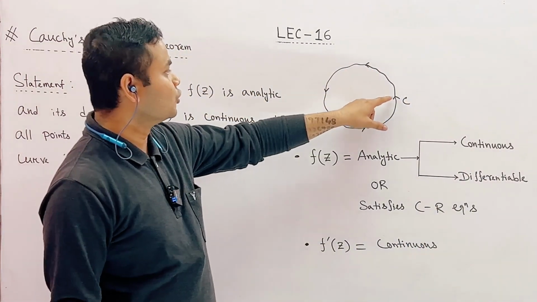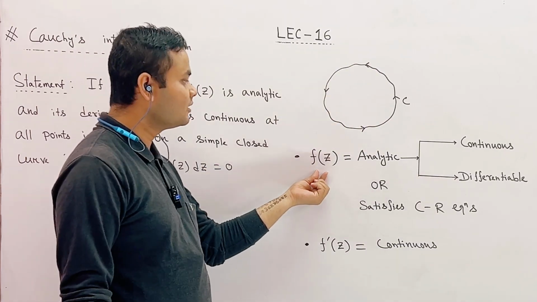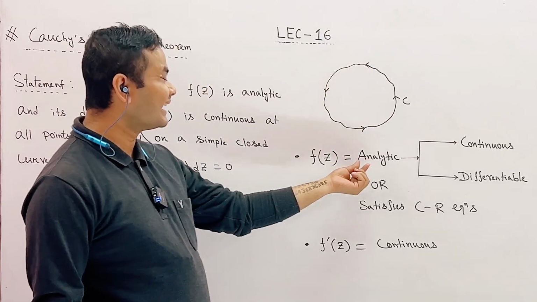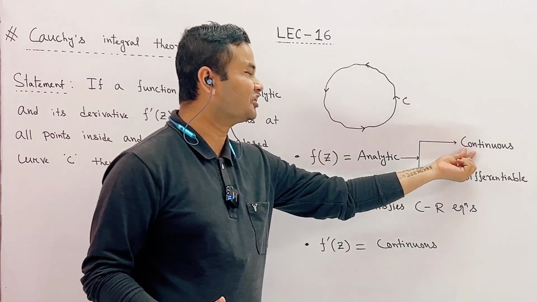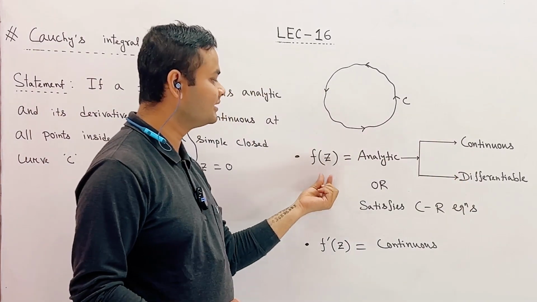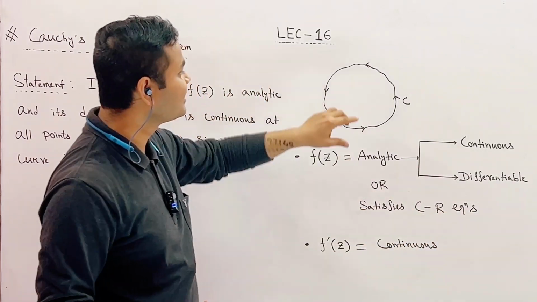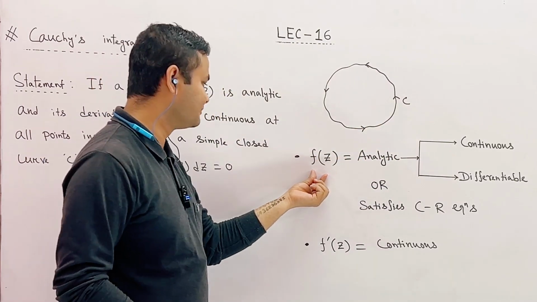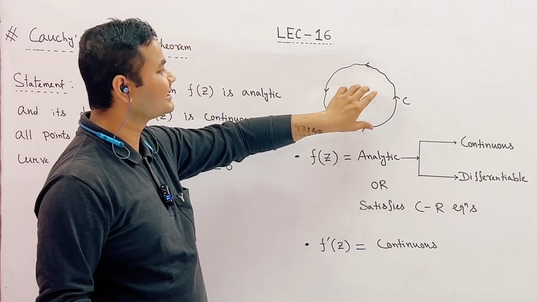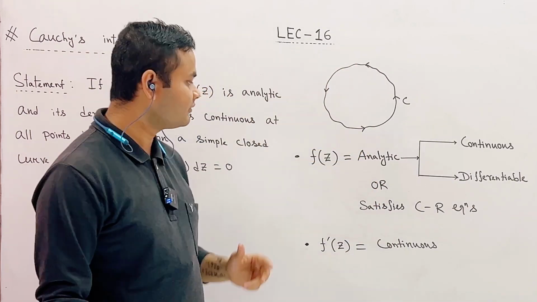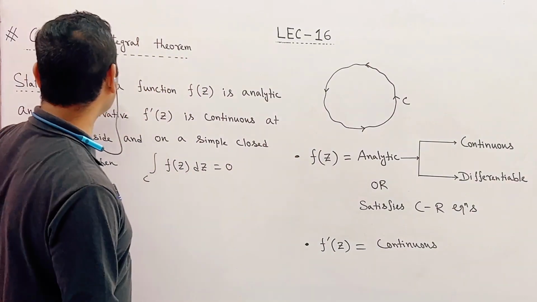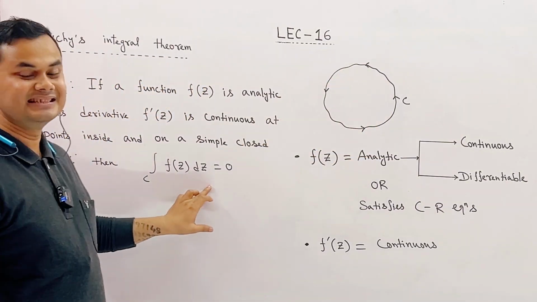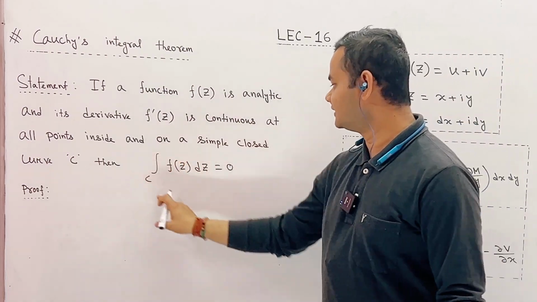Suppose we have a closed curve C and we have a function f of z which is analytic at all points inside and on the closed curve C. By analytic, I mean to say that this function f of z is continuous and differentiable, or this function f of z satisfies the CR equations at all points inside and on the closed curve C. Apart from that, the derivative of the function, that means f prime z, is continuous at all points inside and on the closed curve C. If these two conditions are satisfied, then according to Cauchy's integral theorem, integration along closed curve C f of z dz is always 0.